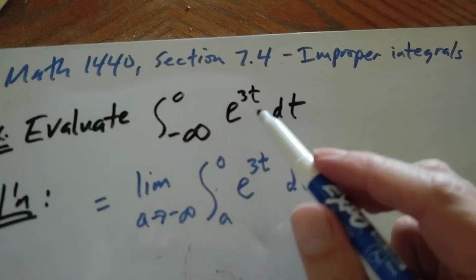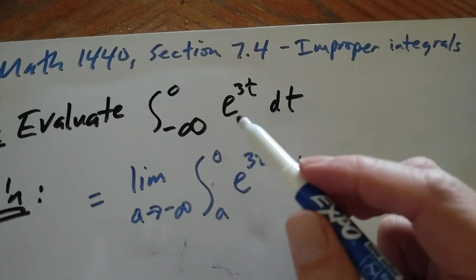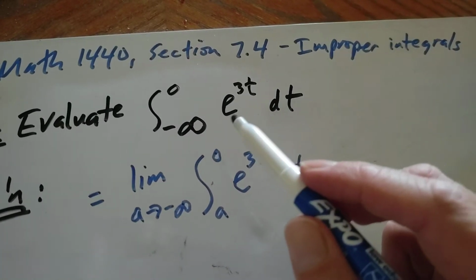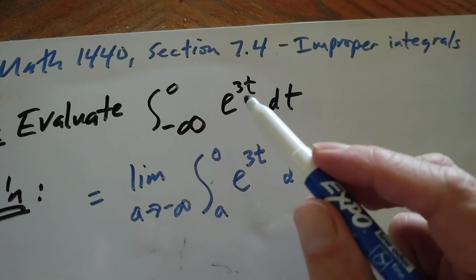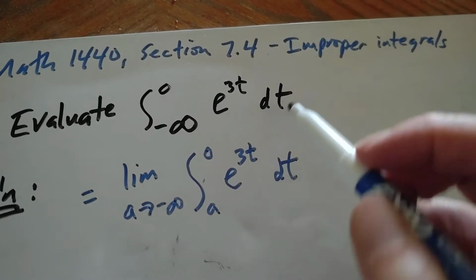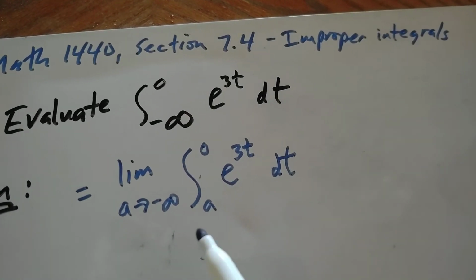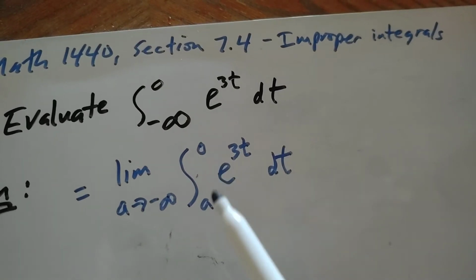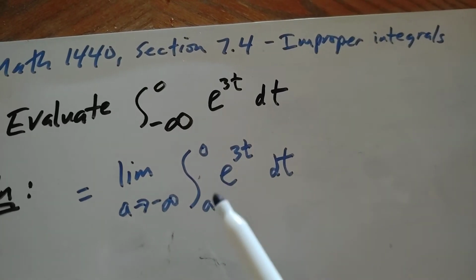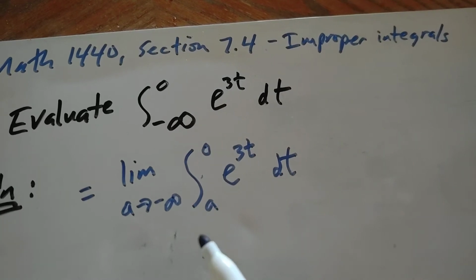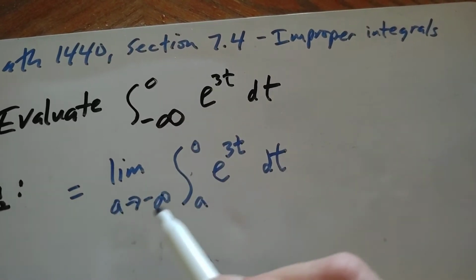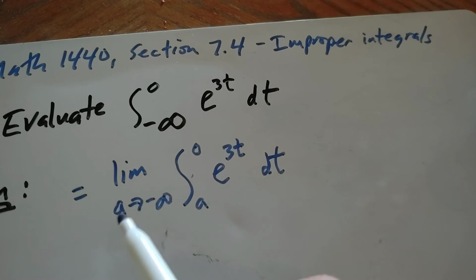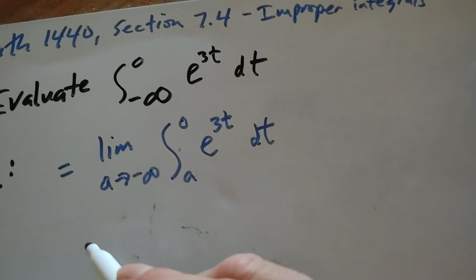We're so used to x, but you don't always have to use x. So instead of e to the 3x, this problem is e to the 3t. Since the variable is t, we write dt. Not a big deal at all. So notice, because we're using a limit, we don't deal with infinity signs in our limits of integration. So that's step one. And then you want to make sure you carry this limit until you actually evaluate the limit.